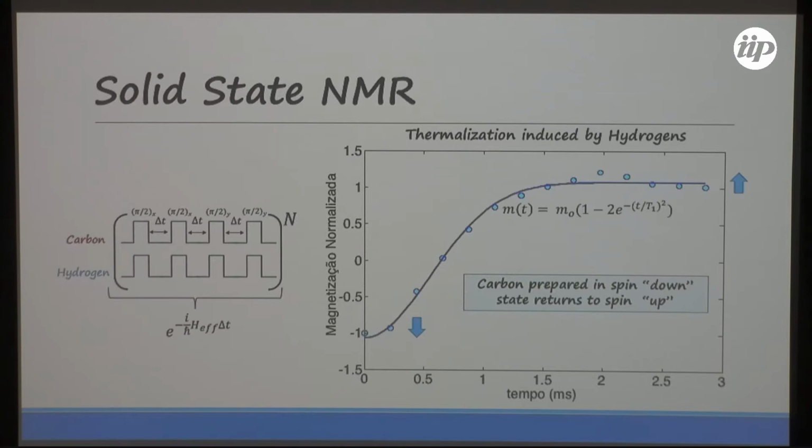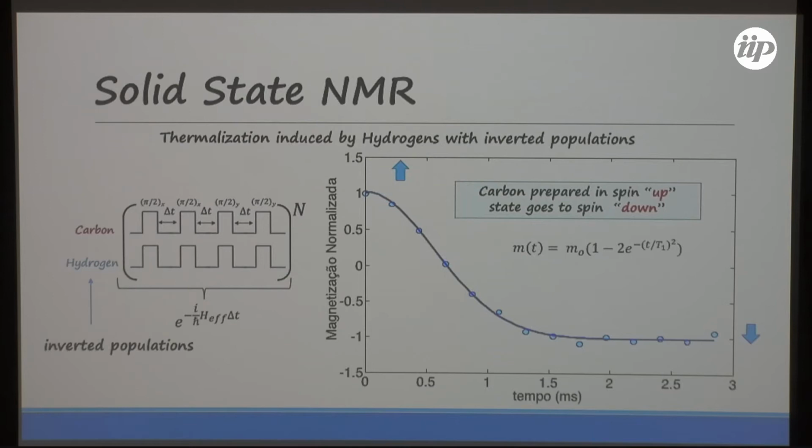So I have a system where you have a qubit coupled to the bath, but you also have some control in the bath, okay? And another interesting thing that we have done is also here we apply the same circuits so that the carbon thermalizes with the hydrogen, but here we invert the population of the hydrogen, okay?